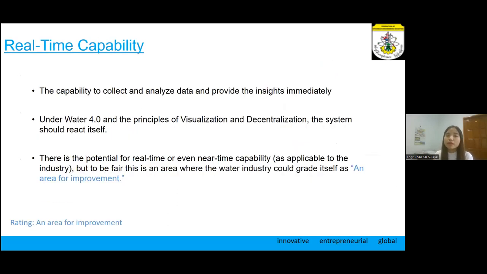And the fourth one is real-time capability. This is the capability to collect and analyze data and provide insights immediately. And in Industry 4.0, with the principles of virtualization and decentralization, the system should react by itself. So this is the potential for real-time or even near-time capability as applicable to the industry. But to be fair, this is an area where the water industry could grade itself as needing improvement. So as for the rating for real-time capability, we can say that this is an area for improvement.